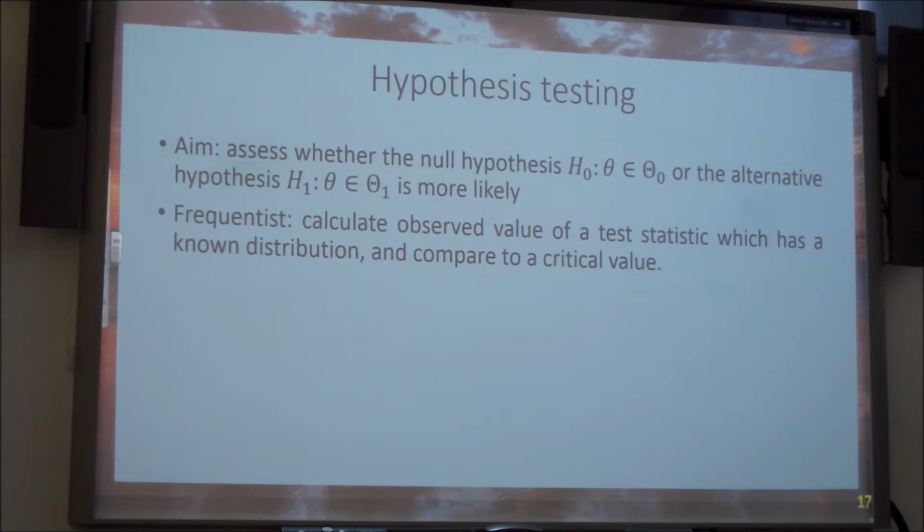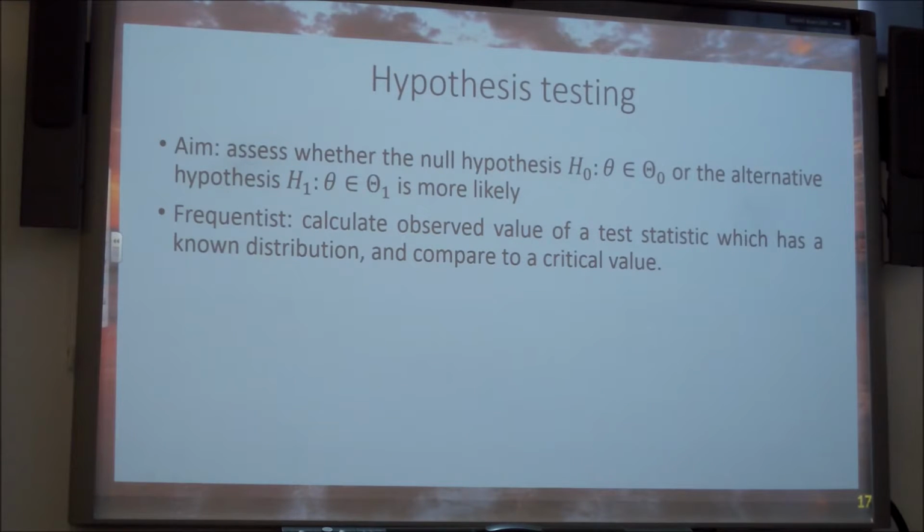Now, from what you will have learned so far, if you study maths or statistics, then you would have to find a test statistic which has a known distribution, and then you would calculate an observed value of that and compare that to a critical value from that known distribution, and then depending on whether it was more or less than that, you would reject your null hypothesis or not, which is quite involved.